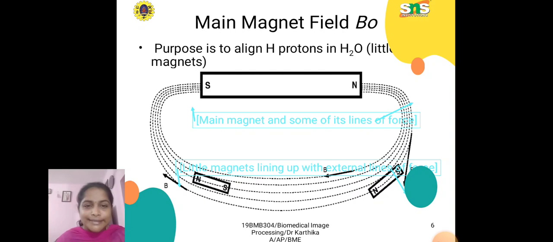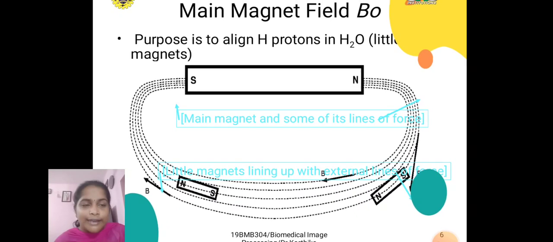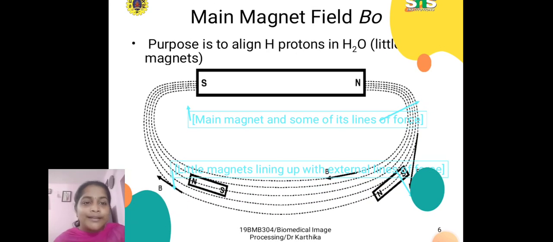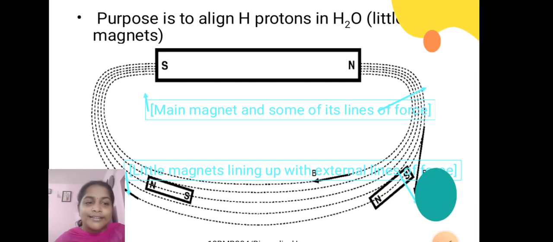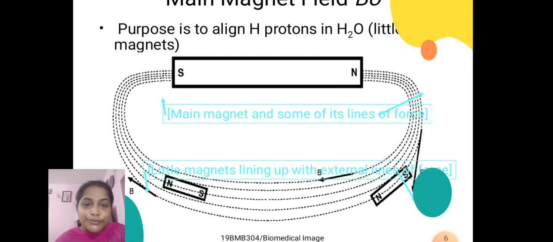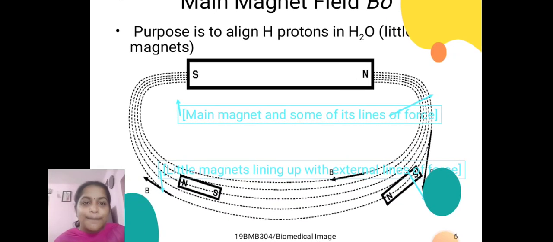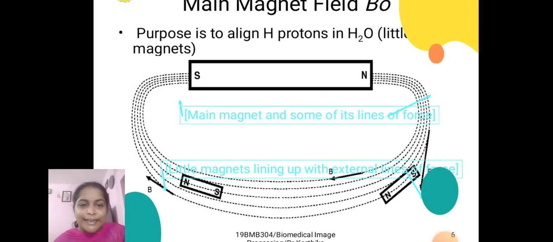Okay, here, the first is the main magnetic field B naught. The purpose is to align H protons in H2O, which act as little magnets. See here, the south and north poles are mentioned. Here is the main magnet and some of its lines of force. Second, the little magnets line up with the external lines of force. See here, the main magnet and the little magnets lining up.